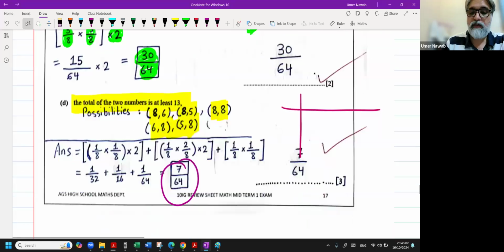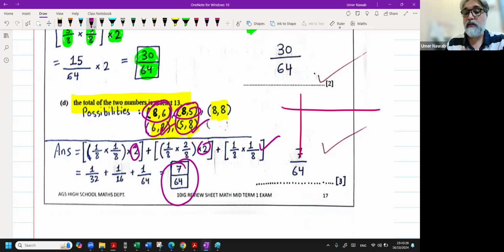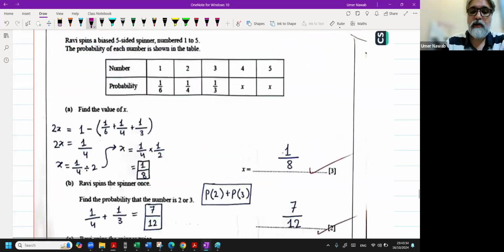But if a student wants to do this question case-wise, first if you get (8, 6), times 2; (8, 5), times 2; (8, 8), only one case; (6, 8) and (5, 8) are also included because it's a double case with the same probabilities, that's why times with 2. Final answer is 7 over 64. This is again up to you which method or step you want to follow to get your answers.